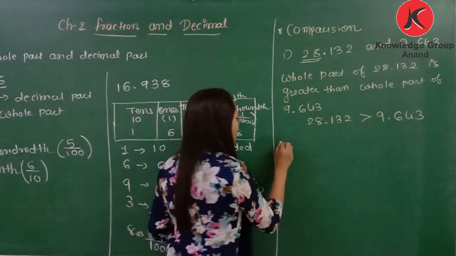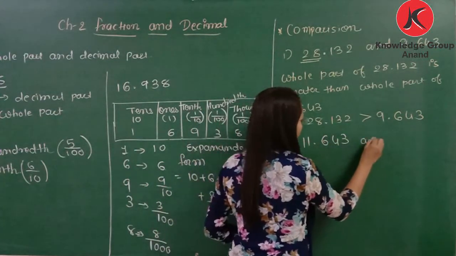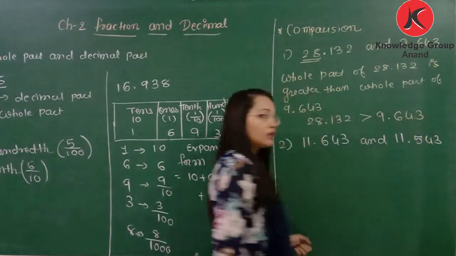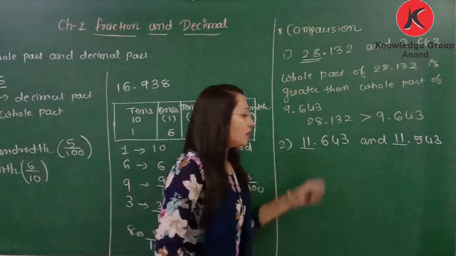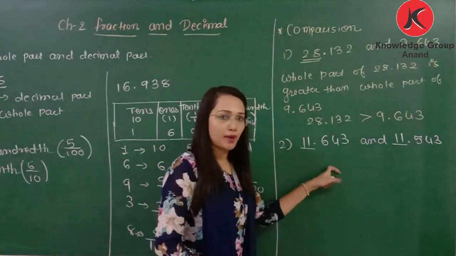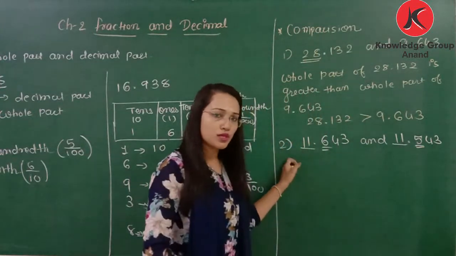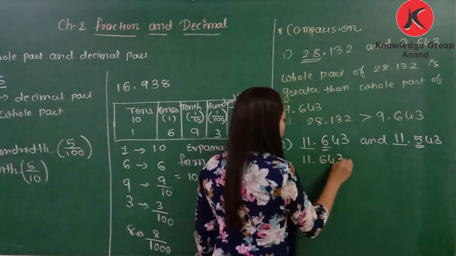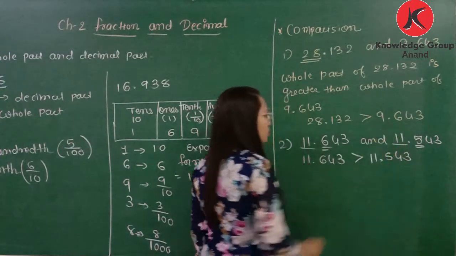Now let's take one more example in which the whole part is the same. Here you can see the whole part is 11. Next we compare the decimal part. Here the first digit is 6 and here the first digit is 5. Which one is greater? 6 is greater. So here 11.643 will be greater than 11.543.